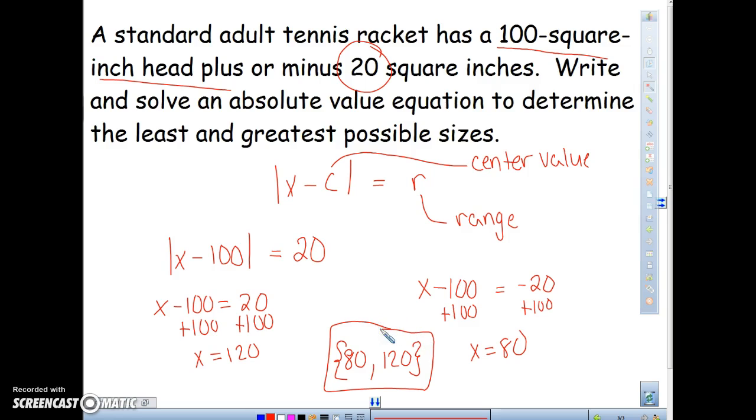This will conclude part 2 of solving absolute value equations.